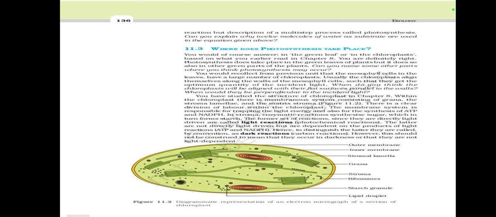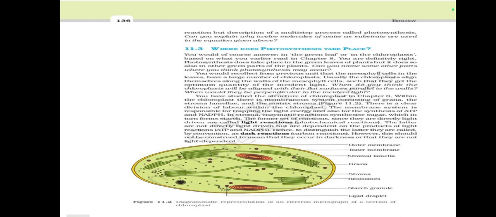Where does photosynthesis take place? You would of course answer in the green leaf or in the chloroplast, based on what you earlier read in chapter 8. You are definitely right. Photosynthesis does take place in the green leaves of plants, but it does so also in other green parts of the plants. Can you name some other parts where you think photosynthesis may occur?